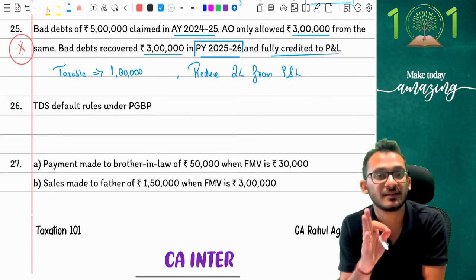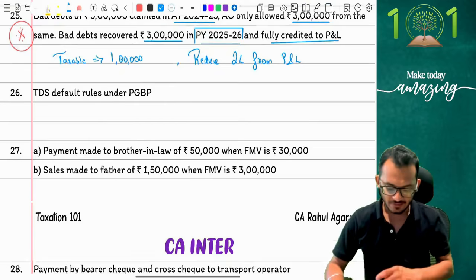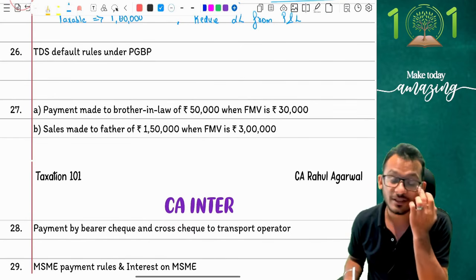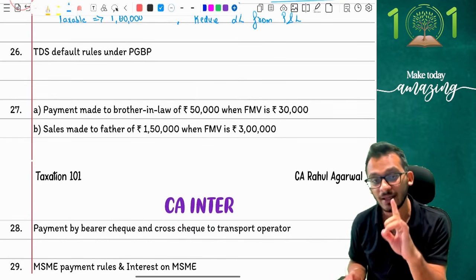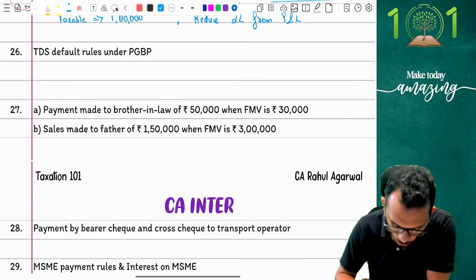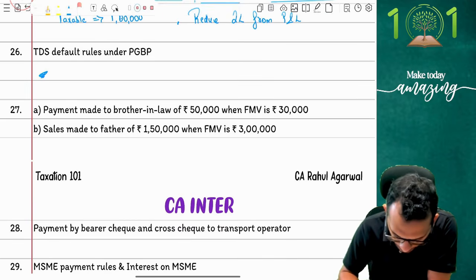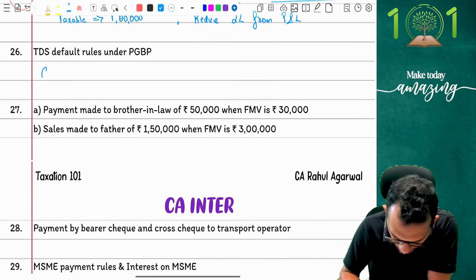Any doubts on this part, my friends? Clear? Good. Then comes the theory question. The theory question is, what are the TDS rules on defaults for PGBP? Something which students generally end up making a mistake. So look carefully. First, there are 2 conditions to be fulfilled. Condition number 1.